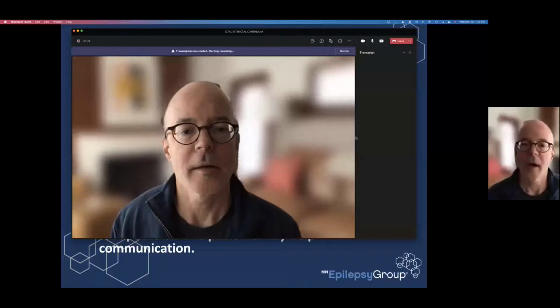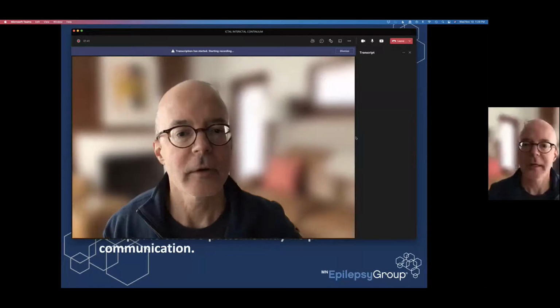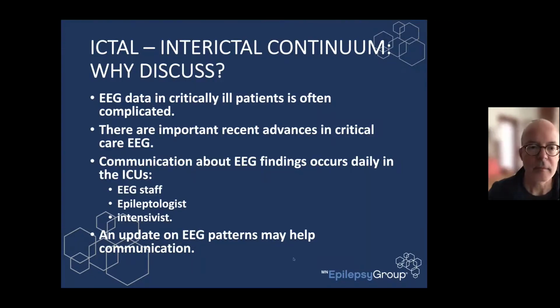We are going to be talking about the ictal-interictal continuum. One of the questions that I'll start with is, why talk about the ictal-interictal continuum? I think one of the reasons is that EEG data in critically ill patients is so complicated, and this ictal-interictal continuum is something that we see quite a bit. It's something that the EEG techs are often calling the epileptologist about.